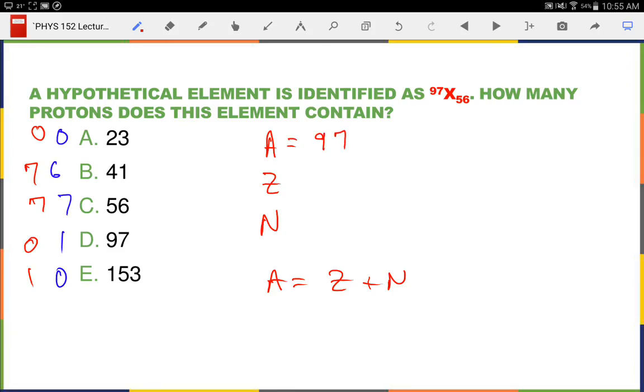What is Z? A minus N. Well, yes. What does Z stand for? It's the protons. It's the atomic number. It's telling us how many protons are in it. And so that's what we were asked for. How do we know the number of protons by reading it?